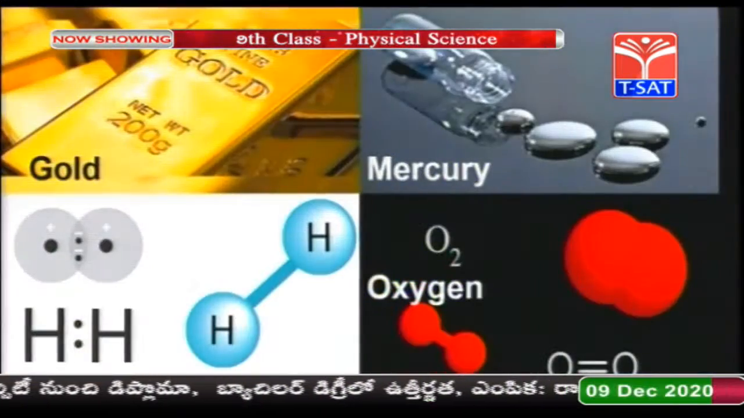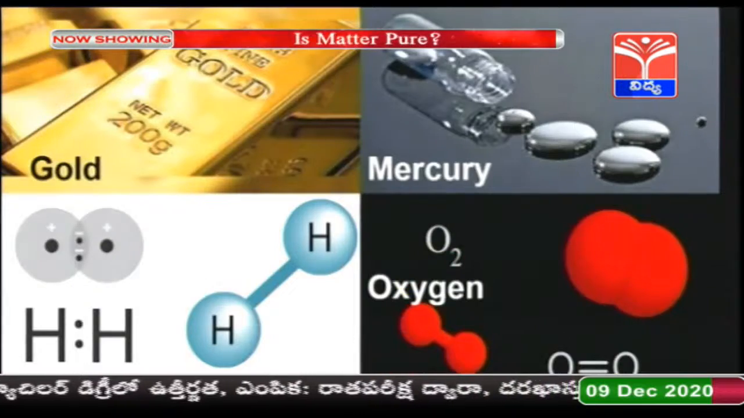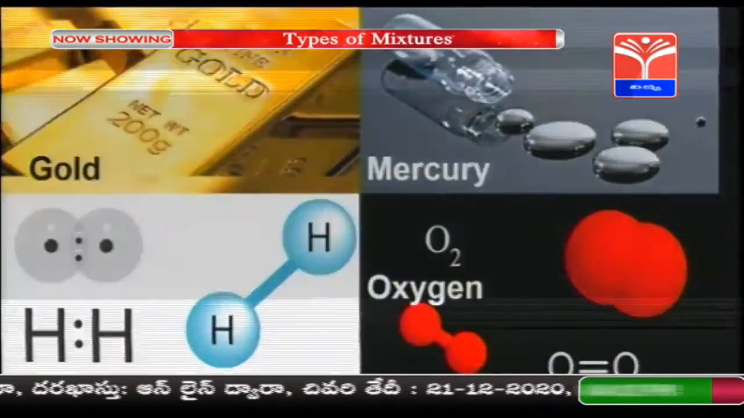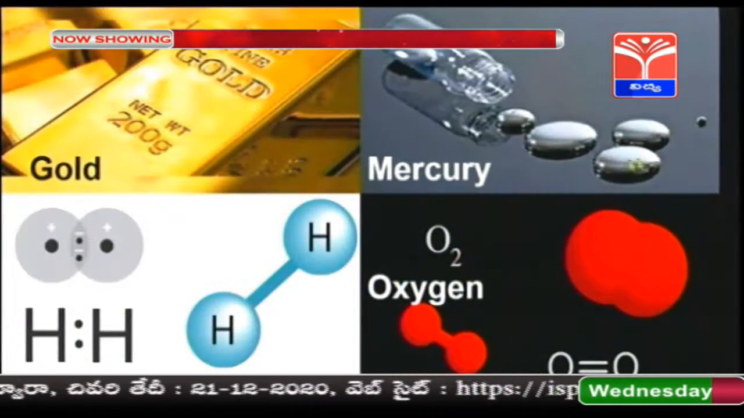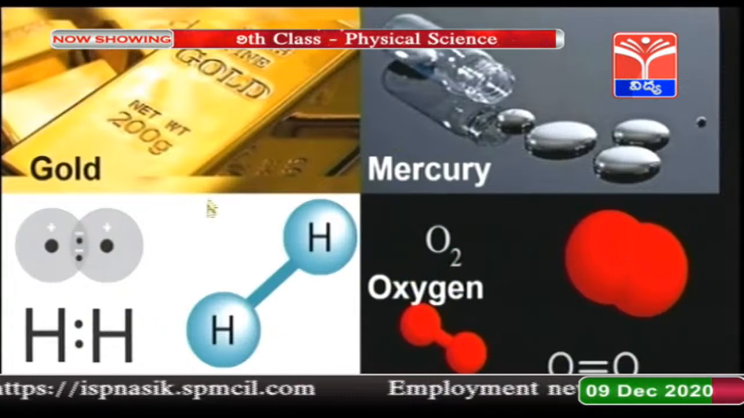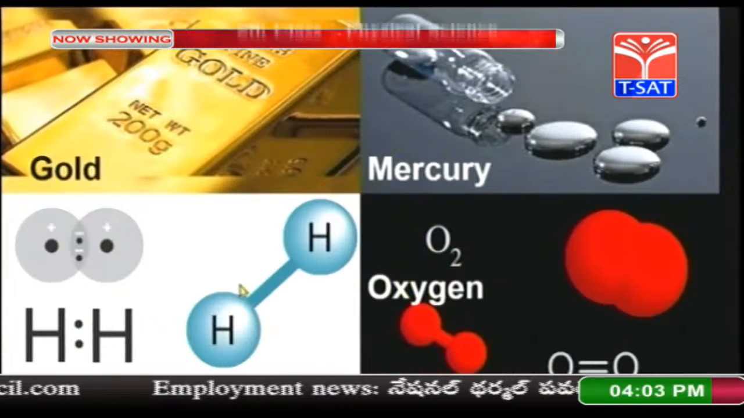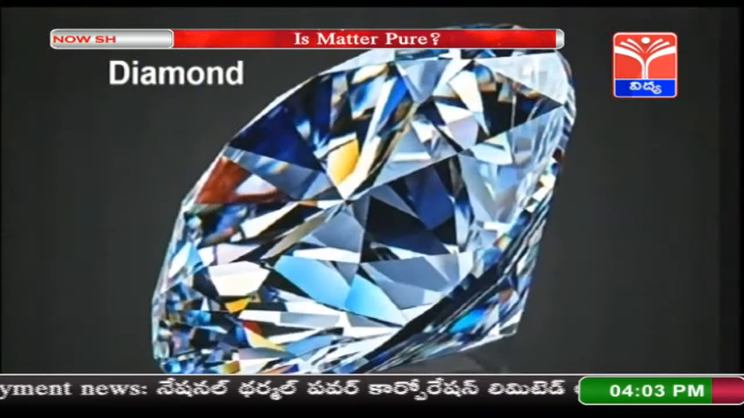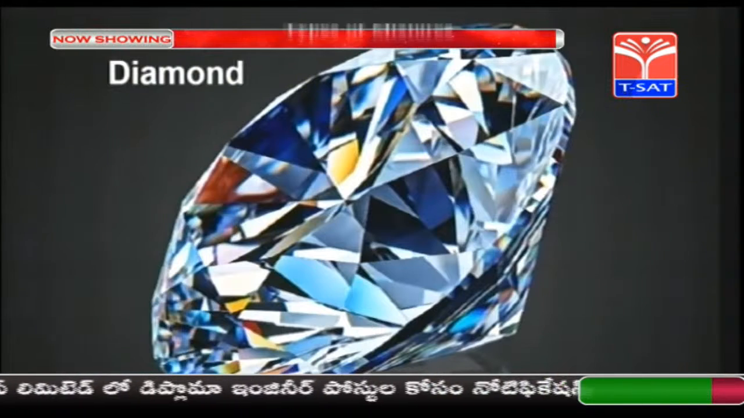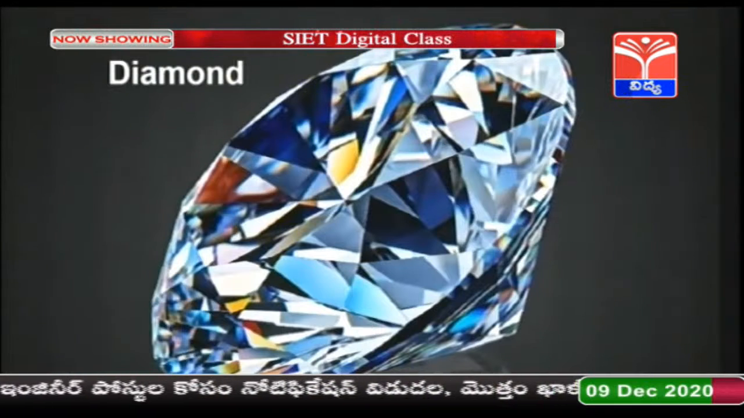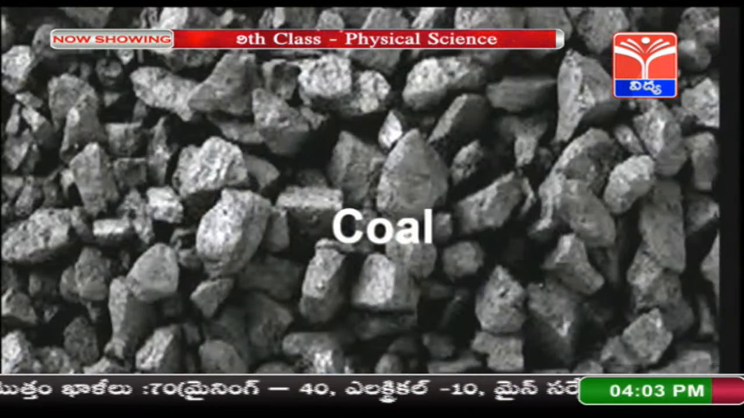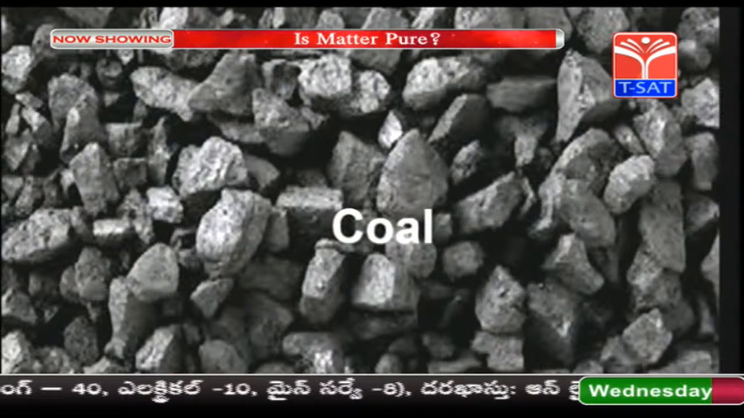See this picture. Gold is a solid element. It is a metal. It exists in the form of solid. Mercury is a liquid metal. Hydrogen and oxygen are the gases. These are all existing in the form of elements. Diamond, though it is of complex structure, it is just made up of carbon. Even if it is powdered also, you get only carbon. Coal, coal is also made up of carbon.